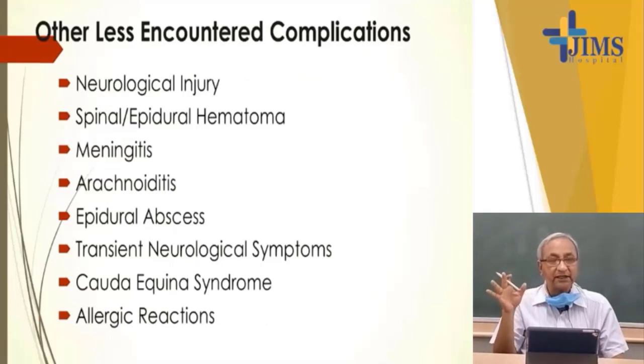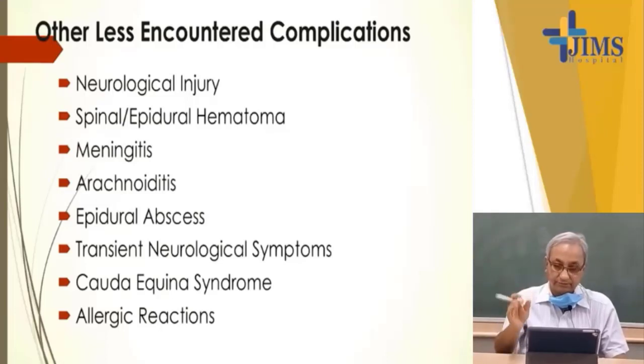There are other less encountered complications like neurological injury, spinal or epidural hematoma, meningitis, arachnoiditis, epidural abscess, transient neurological symptoms which pass off after a while, cauda equina syndrome. We are not going to discuss cauda equina syndrome. It is a terrible condition. And patient, if they are allergic to the drug, there can be an allergic reaction.